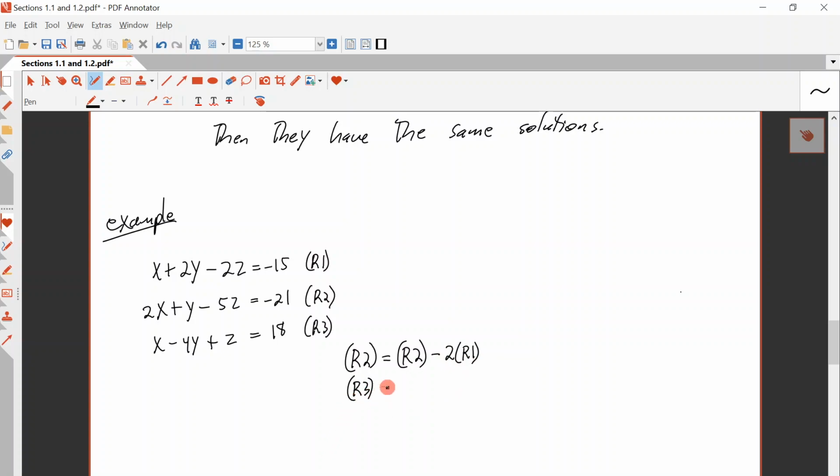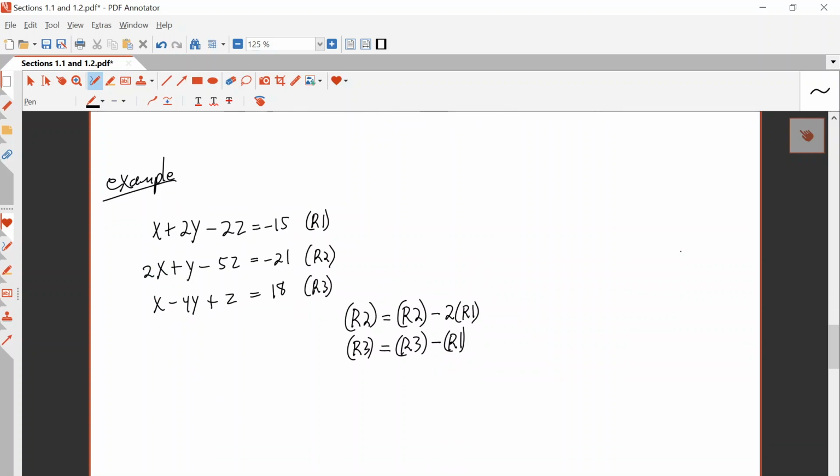Row 3 is going to be equal to, new row 3 is going to be equal to the old row 3 minus just 1 R1. So I'm going to multiply this by 2 and subtract it from here. And then I'm just going to take the row originally and subtract it from there. I'm not going to change row 1, I'm just going to change row 2 and row 3. Row 2 is going to be equal to row 2 minus twice row 1. And row 3 is going to be equal to row 3 minus once row 1. Okay? And that'll eliminate the x's from both of these equations. So I didn't change row 1. Row 1 stays the same.